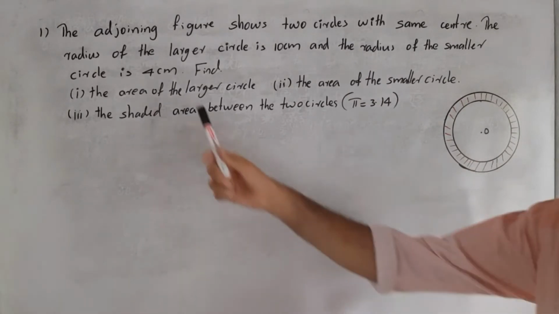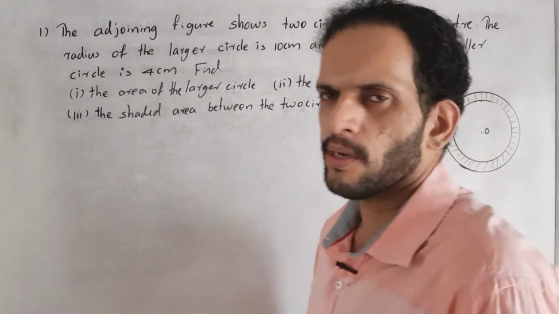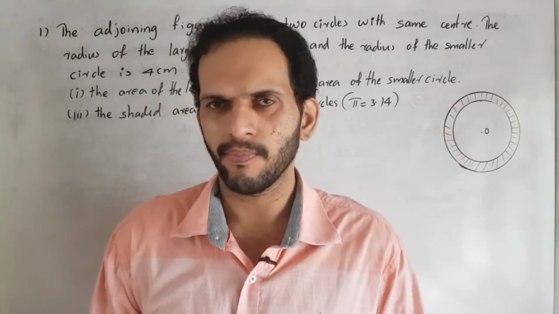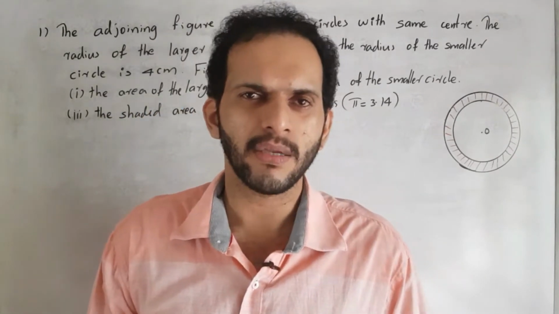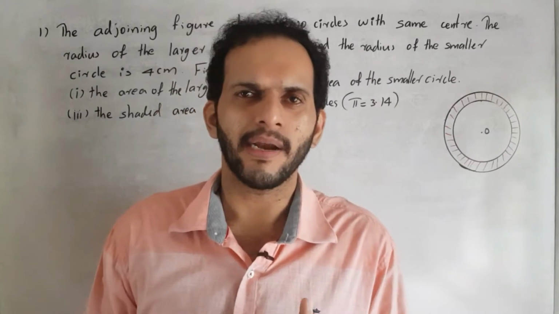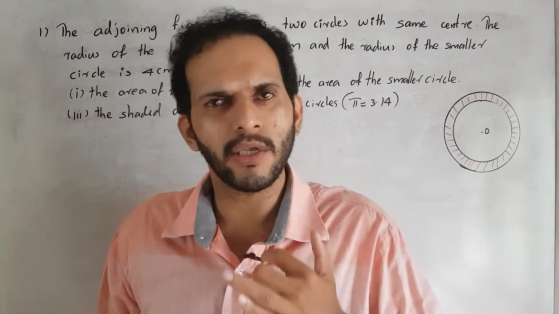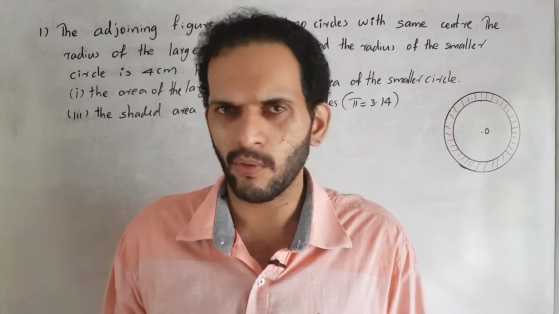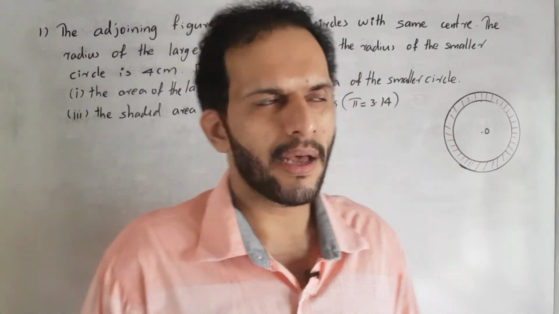Okay, the first two things are very easy. It is a direct application of the area of a circle. Here the radius of the larger circle and the radius of the smaller circle are given. Then it is possible to find out the area of the smaller one and the area of the larger one. Okay, so we start like this.